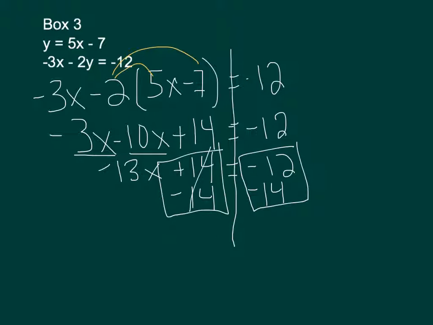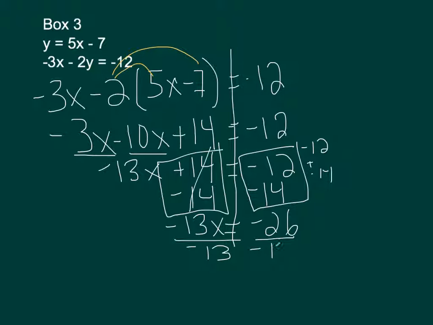These two cancel. We get negative 13x equals, now in your calculator you do negative 12 plus negative 14. You get negative 26. Divide both sides by negative 13. You get x equals 2. So we got one of our parts. We need x equals 2.